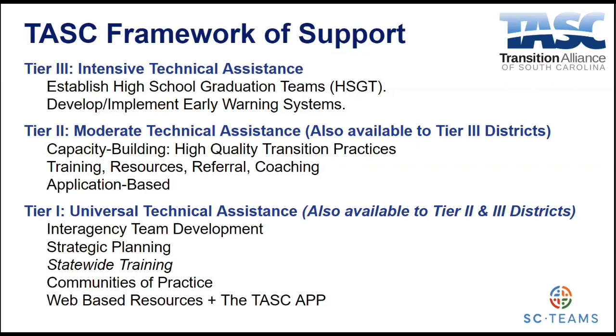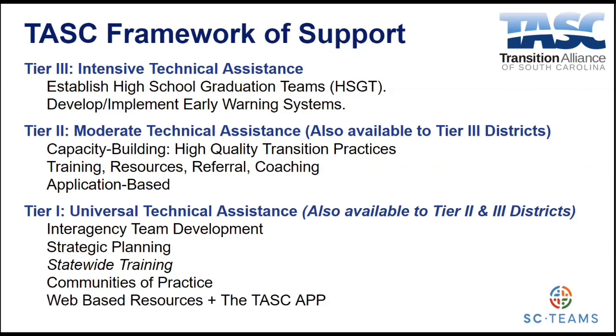So one of our favorite things to do is to connect districts with other districts that are doing wonderful work. We recognize districts as being the true experts in the state, and we serve as a conduit for ensuring that there's a connection between local experts and those who need the support. We also have a tier 1 that we have identified as universal technical assistance, and that is broader based, not individualized support, and could include interagency team development, strategic planning, statewide training, like today, communities of practice, and web-based resources such as the task app that Mike is going to share with you in just a little bit as well.